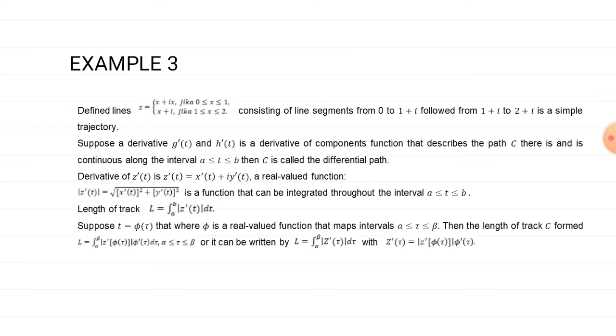Suppose t equals p of tau, where p is a real valued function that maps the interval alpha less than or equal to tau less than or equal to beta, then the length of track C can be written as L equals the integral from alpha to beta of the absolute value of C prime tau d tau, with C prime tau equal to the absolute value of C prime p tau times p prime tau.